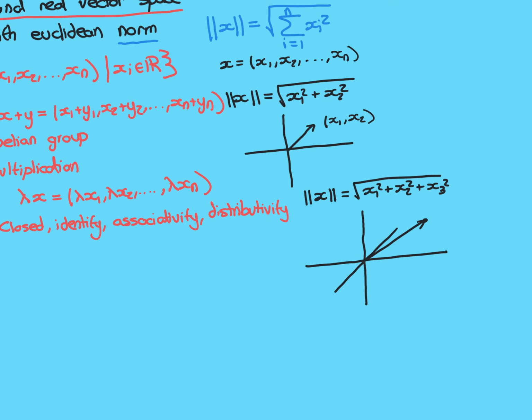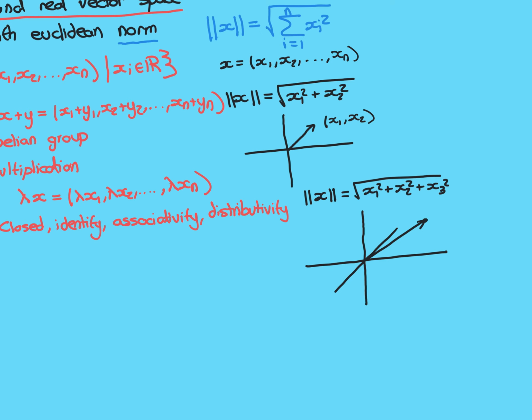Similarly, in R3, the norm will correspond to the Pythagorean length of your arrow for your vector. So the norm of our vector x is going to be the square root of x1 squared plus x2 squared plus x3 squared.